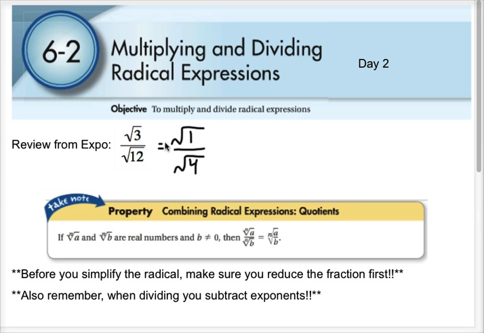Because look at what we ended up with. Square root of 1 is just 1. Square root of 4 is 2. And then boom, we're done. So be cognizant of that. If you can reduce your fraction, do so because your life will be so much easier if you remember this.